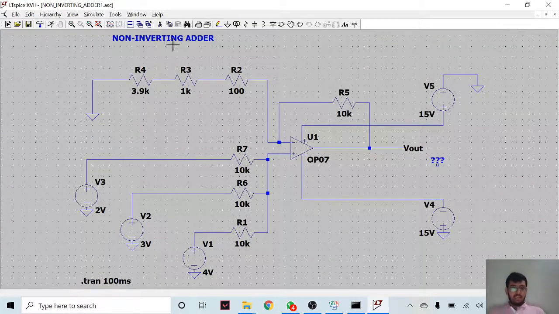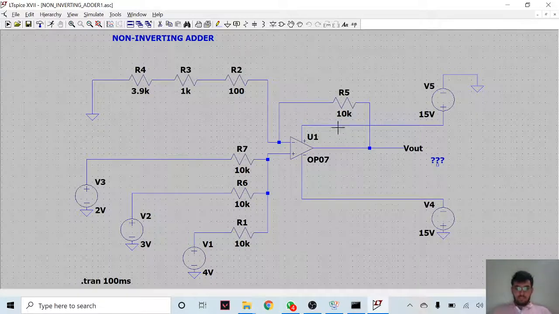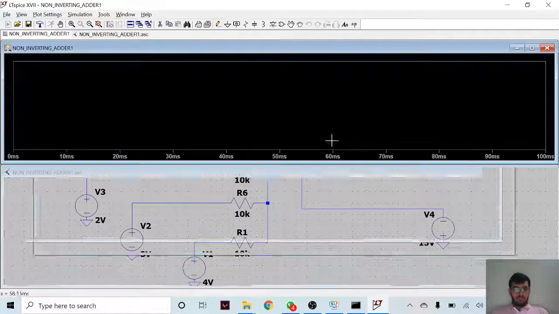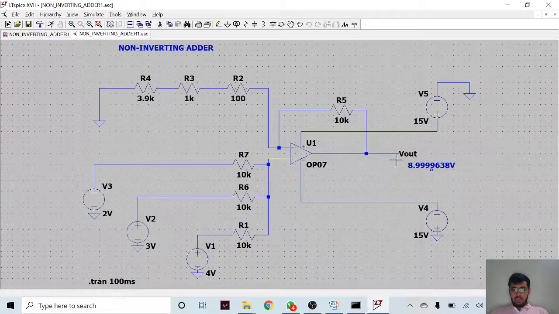This is a non-inverting adder. Here we have used the value of conventional values, which is 3.9k, 1k and 100 ohms. Here we have used 10k, 10k, 10k each, and the voltage is supplied. It is called as non-inverting adder since the voltage supplied is to the non-inverting side. So VC will be 2 volts, VB will be 3 volts, and VA will be 4 volts. We'll get the value when it's simulated. As here we can see we'll be getting 8.999 volts.